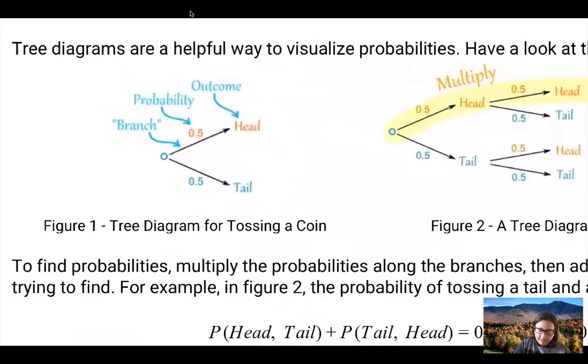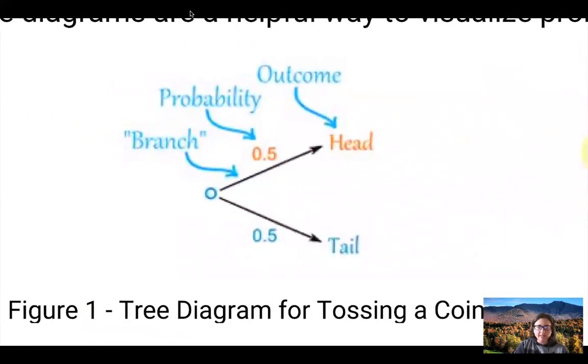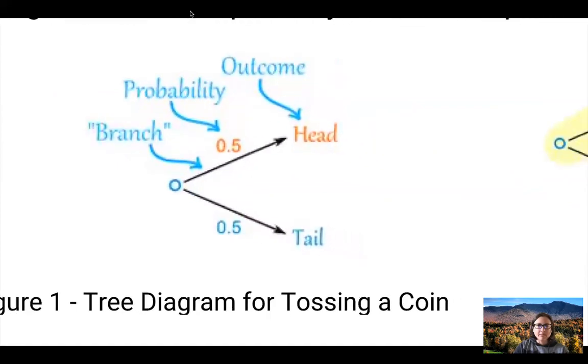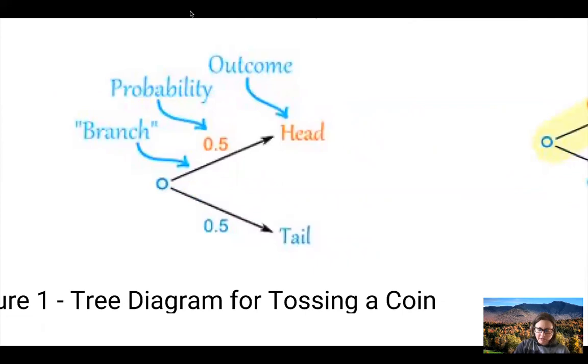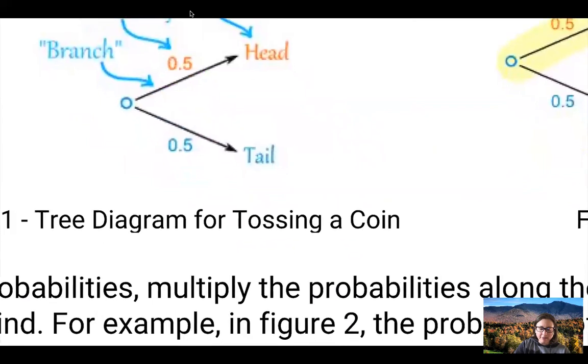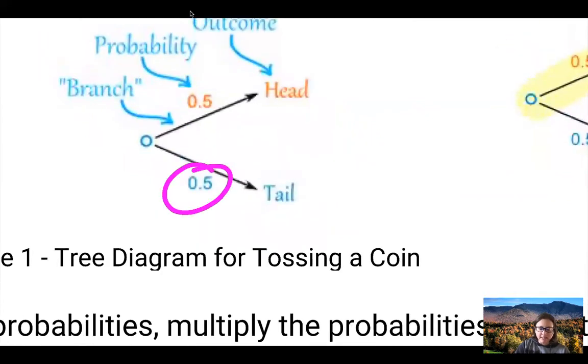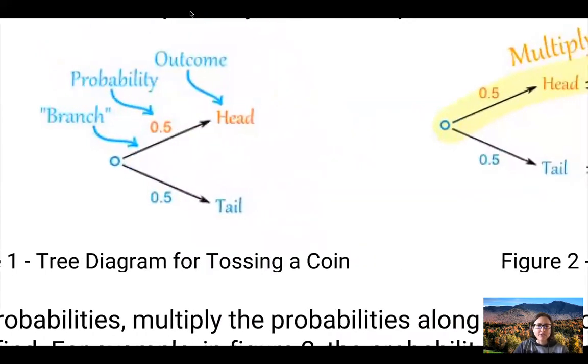Basically, if we look at this first one, this is the tree diagram for flipping one coin. So you always start with kind of like this dot to say, here's my starting point. You make branches that show all of the possible outcomes. So heads or tails would be the only possible outcomes. And then the probability of each one goes along the branch. So the probability of flipping a coin and it being heads is 0.5. Same for tails. The probability of flipping a coin and it being tails is 0.5. So that's a pretty simple tree diagram with just one event.